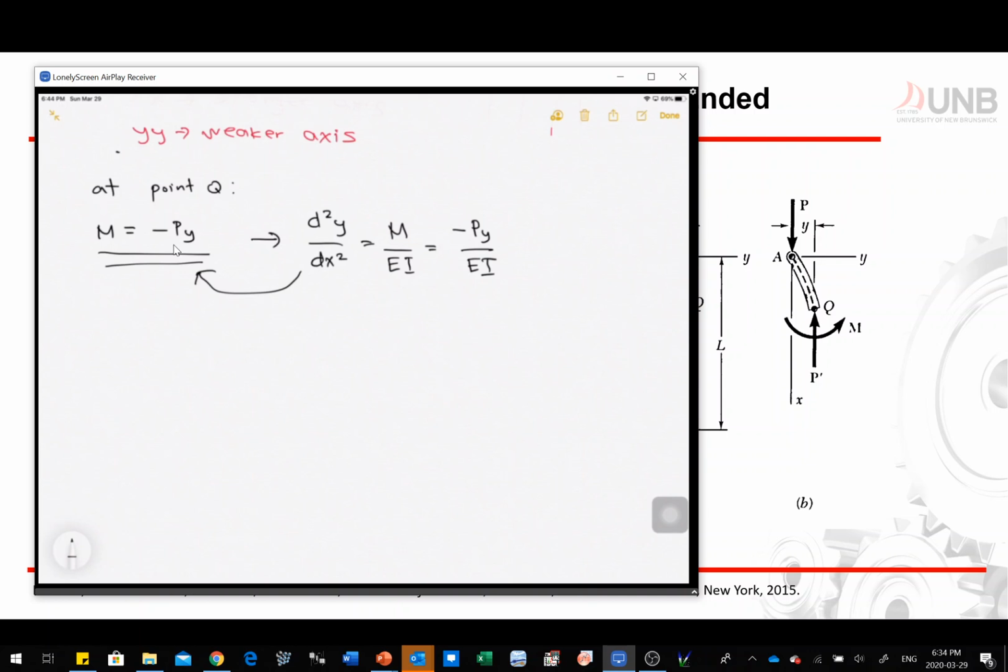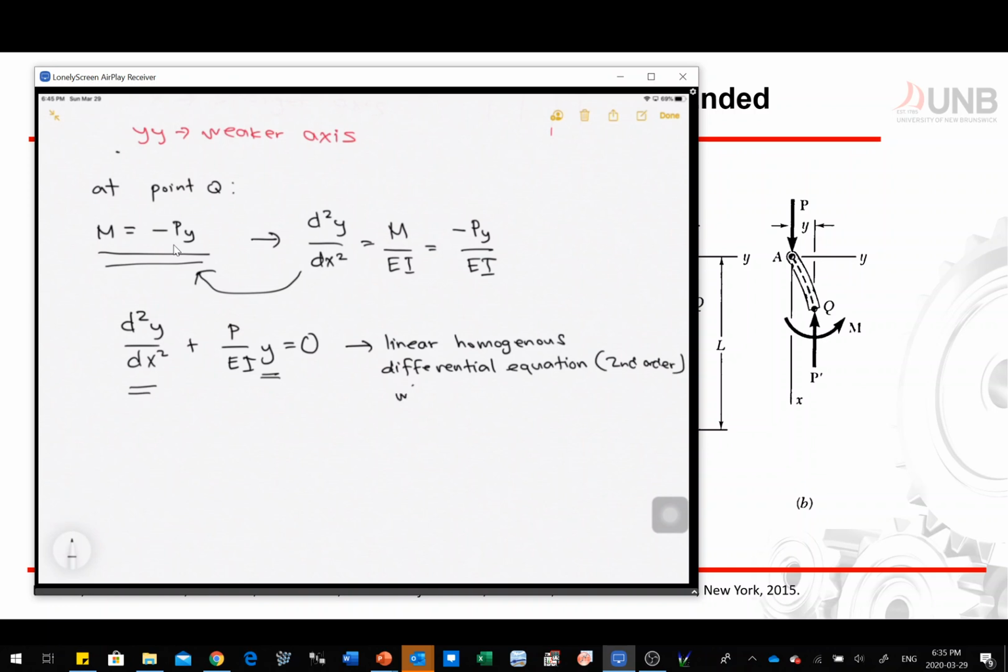Now, by applying the second order differential equation, we can rewrite this equation as d squared y over dx squared plus P over EI y is equal to 0. Now, if you're looking at this equation right here, if you go to your basic mathematics, you will see that you already have y here. You have d squared y, and this is actually your linear homogeneous differential equation, which is second order, we'll put here second order with a constant coefficient.